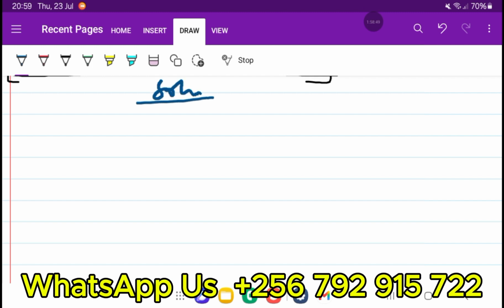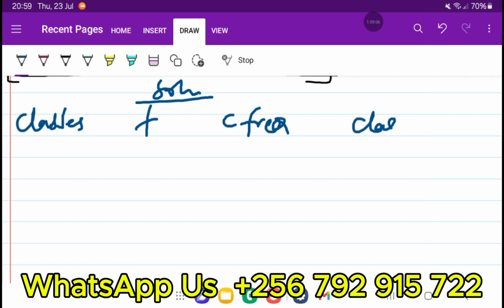We said we need classes. The second thing that we need is frequency, that I'm going to call F. The other thing we need is cumulative frequency, I'm going to abbreviate it like that. Then I need the class boundary. Those are the only things that I need.